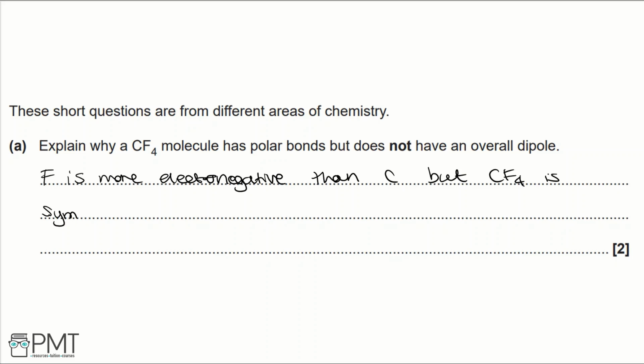To get the 2 marks for this question, you must say that F is more electronegative than carbon, and that CF4 is symmetrical, so the dipoles cancel out. This gets you your 2 marks for this question.